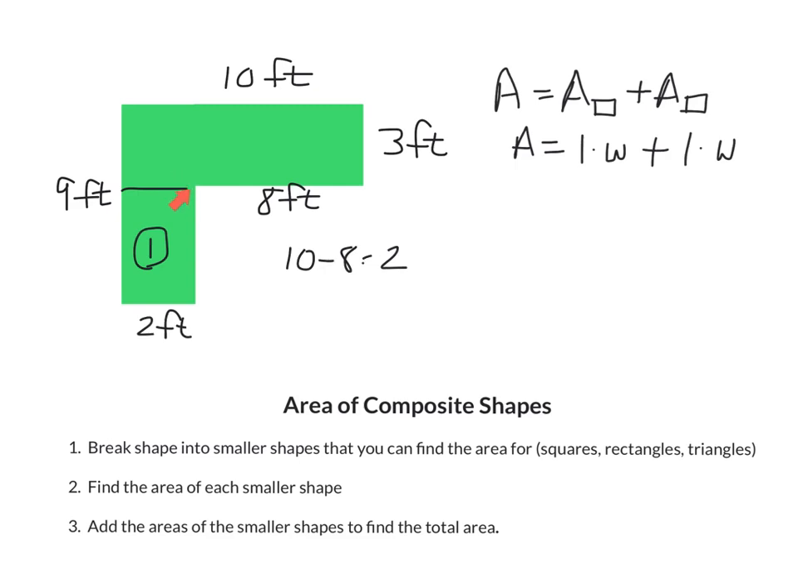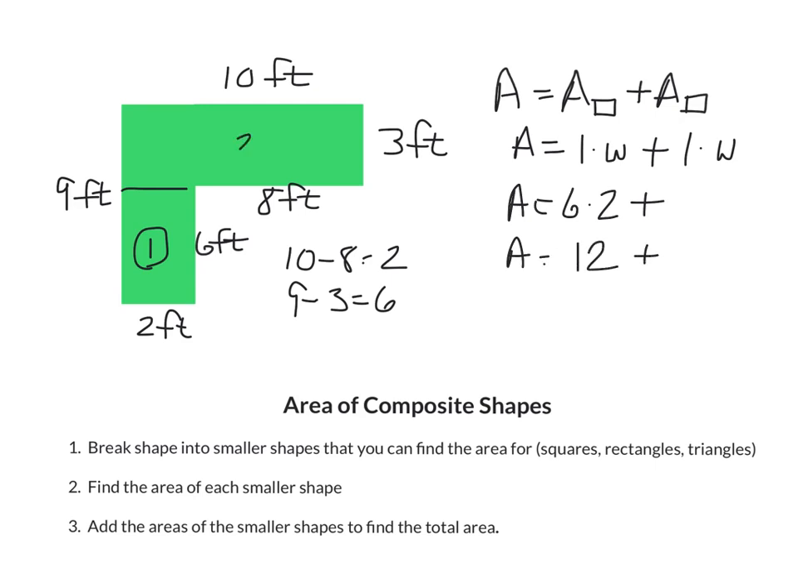Then I need to know, how long is this side? Well, if this side that's parallel to it is 9 feet, and this one is 3 feet, then 9 minus 3 would equal 6 feet. Now I have everything I need to calculate the area of this first rectangle. It is 6 by 2 feet. So let's come over here, and we're going to do 6 times 2. And I know that 6 times 2 is 12.